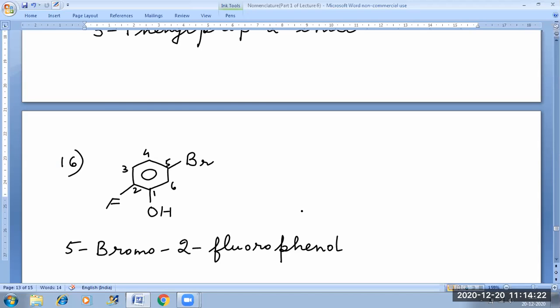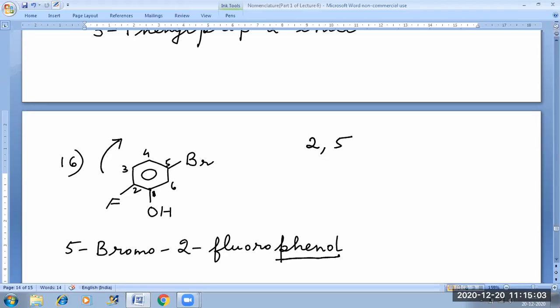So here the principal functional group is OH. OH is attached to the benzene ring directly. That is why this carbon will be 1. I do the numbering in the clockwise direction. If I do the numbering in clockwise direction, the positions of substituents will be 2 and 5. At the second position, I have F. At the fifth position, I have Br. So the name will be 5-bromo-2-fluoro-phenol. Phenol, because if OH is directly attached to the benzene ring, that part is called phenol.